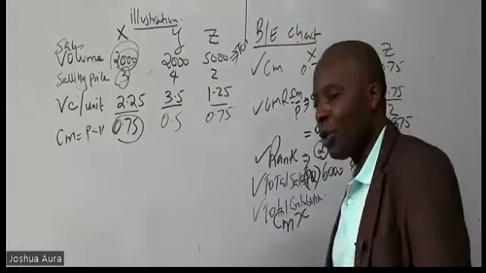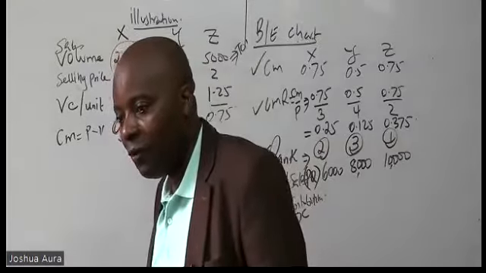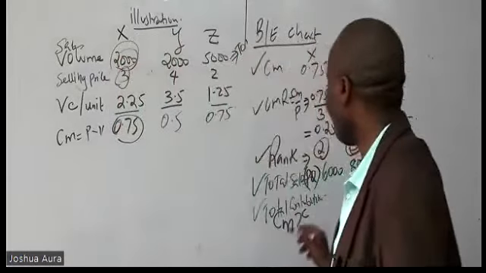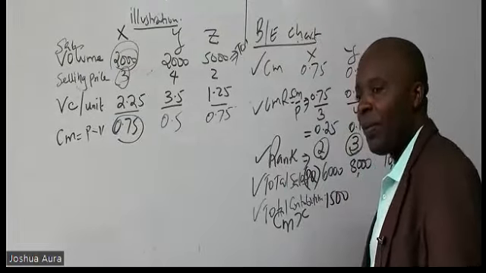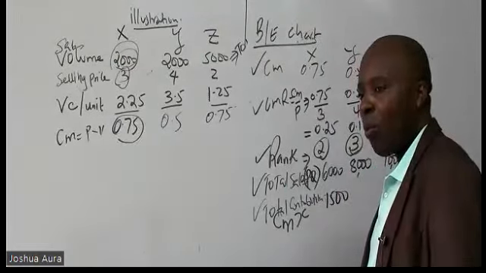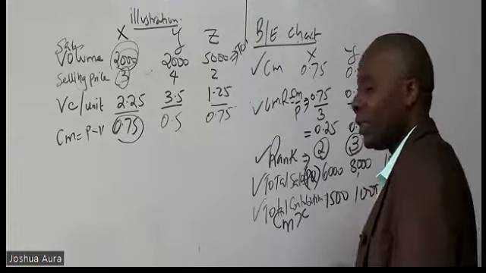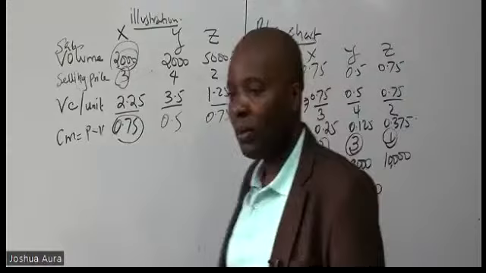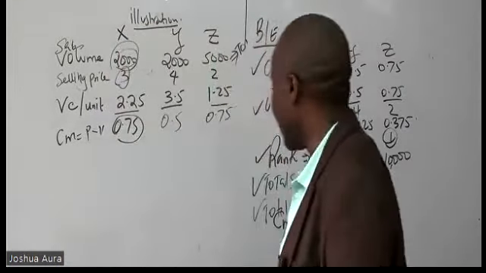For total contribution, what do I have? I can see 1,500, thank you very much. And then the second one will be 1,000, I'm told. And then the last one, 3,750. The last one is 3,750.